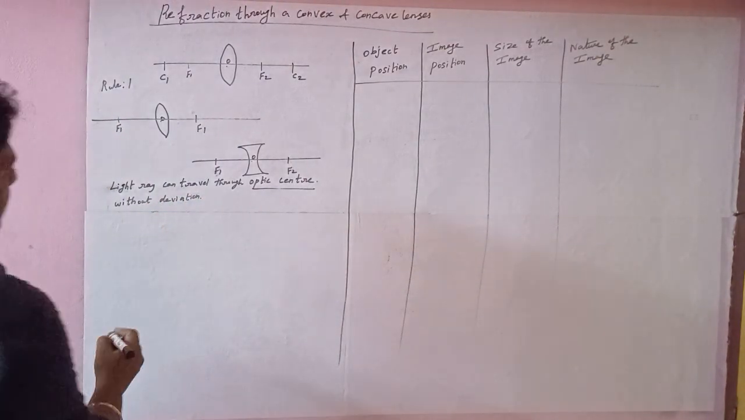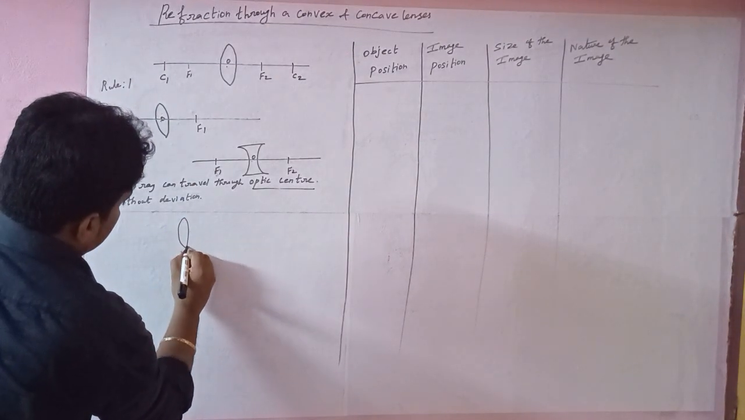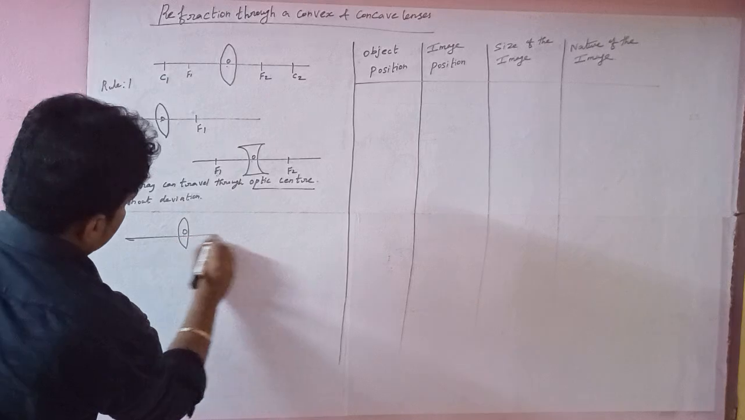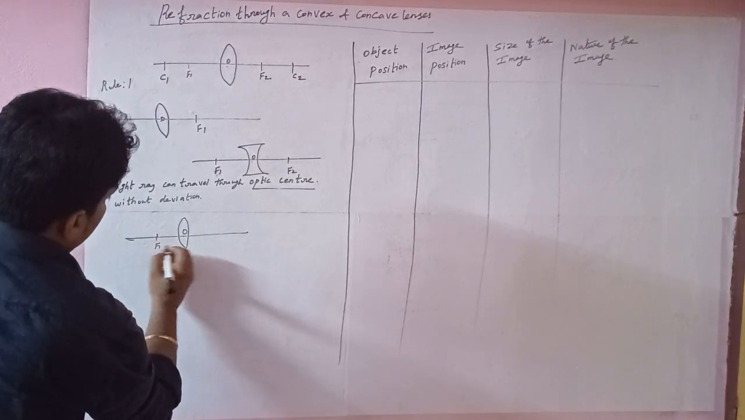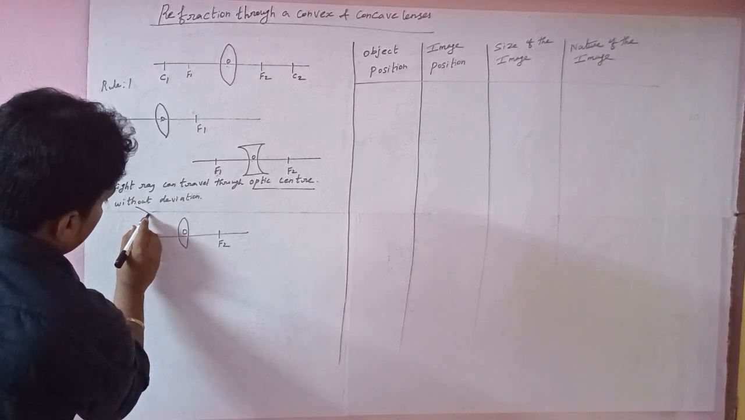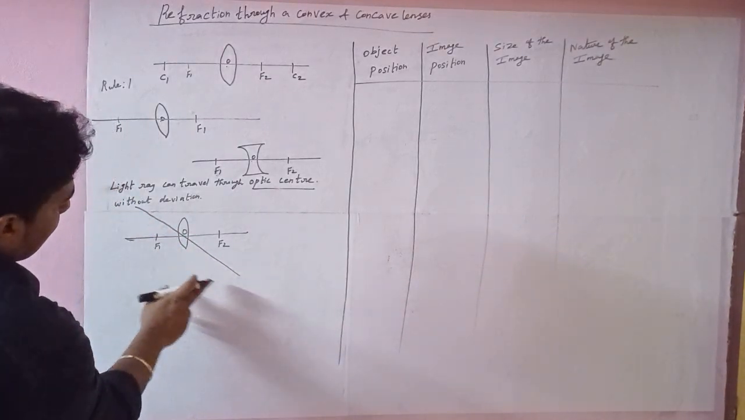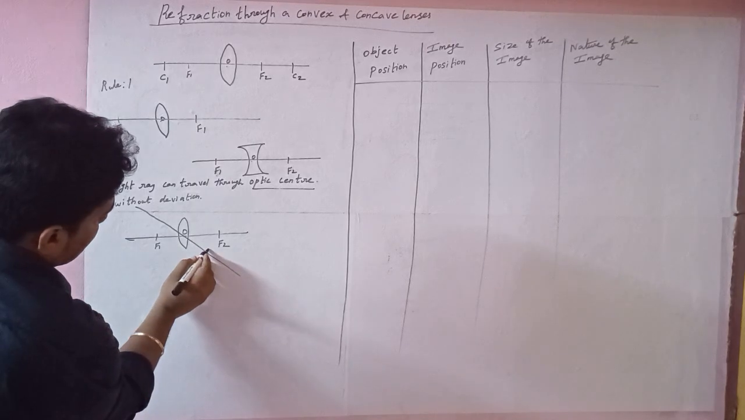So listen here, you have to draw the diagram. For example, this is a convex lens. O is the optic center. This is the principal axis. F1 is the object and F2 is the image. The light ray can pass through the optic center without deviation. This is a straight line.